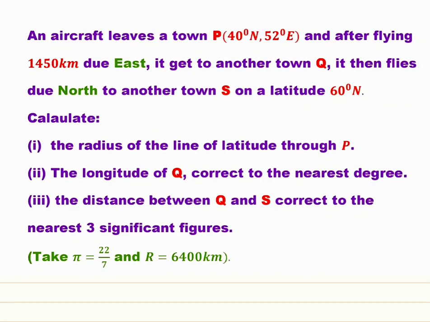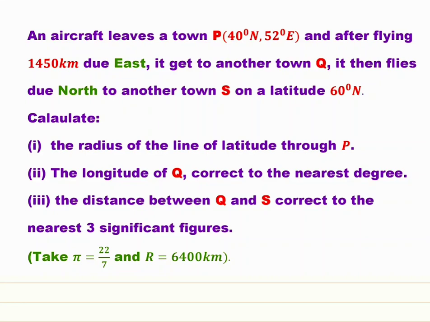Hello, students. This question is on longitude and latitude. What an interesting topic. Now, listen, an aircraft leaves a town P. We have the coordinates, and after flying for 1450 kilometers due east, very important, it gets to another town Q, then flies due north to another town S on a latitude of 60 degrees north.